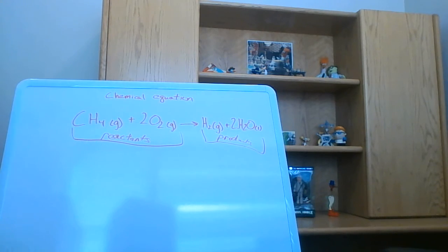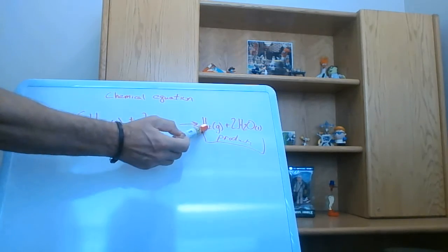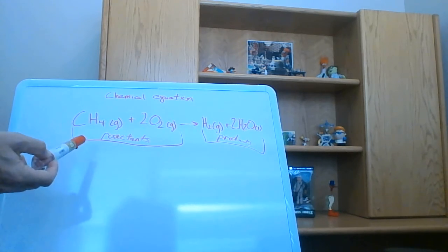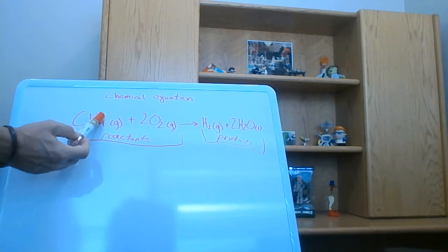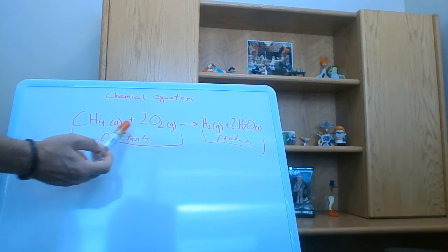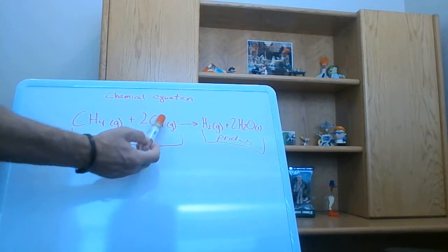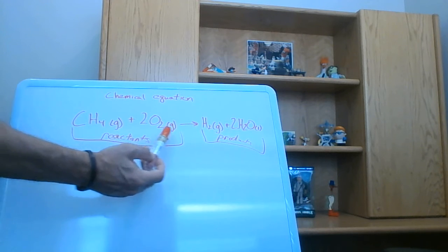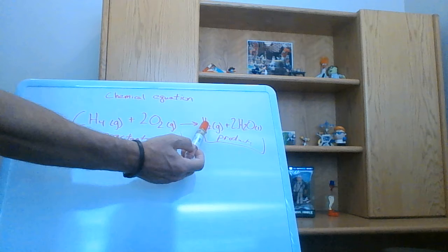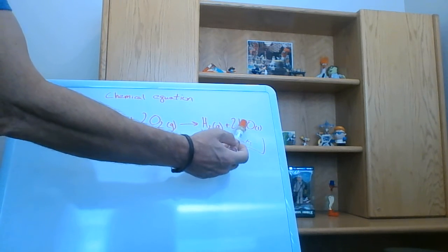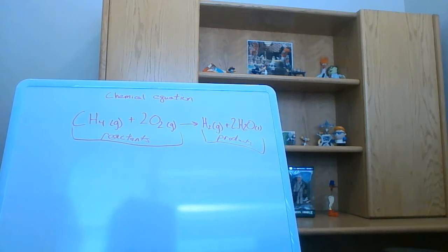Those are our products. And the coefficients in front, again, tell us the number of each kind of molecule we have. So this methane, we have 1 carbon combined with 4 hydrogen to make a methane molecule. Here we have 2 diatomic oxygen molecules, so we have 4 atoms of oxygen. And here we have a diatomic hydrogen, so we have 2 hydrogens. And here we have 2 molecules of water, which are composed of 2 hydrogen and 1 oxygen.